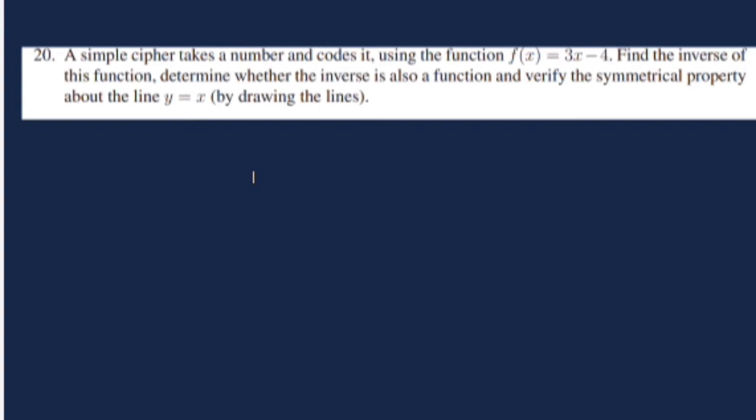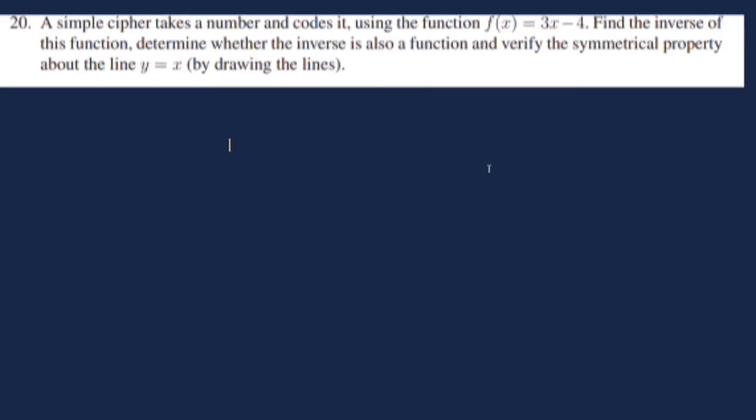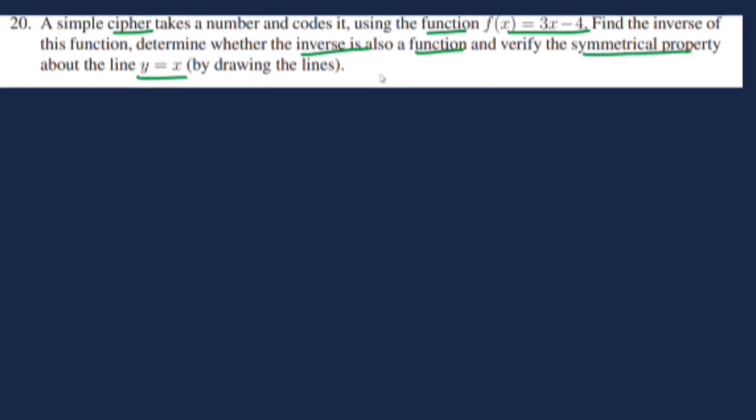The 20th sum. A simple cipher takes a number and codes it, coding and decoding, using the function f of x is equal to 3x minus 4. Find the inverse of this function. Determine whether the inverse is also a function. Verify the symmetrical property about the line y is equal to x by drawing the lines.